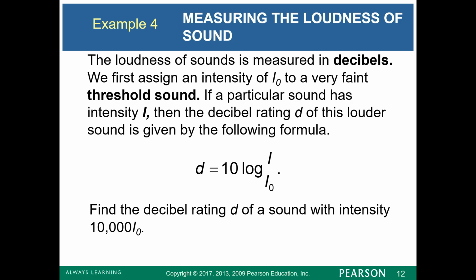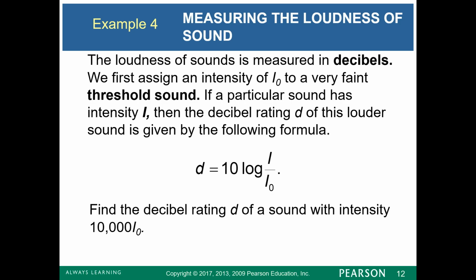Are you with me, guys? So the decibel rating D of the louder sound is given by the following formula. D equal to 10 times log I over I0. Find the decibel rating D of the sound with intensity 10,000 I sub 0. So I is intensity. Okay?